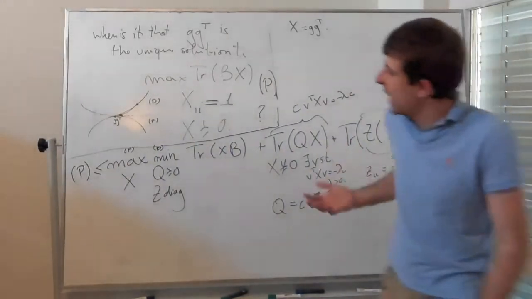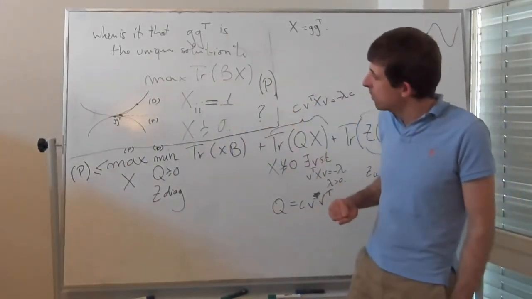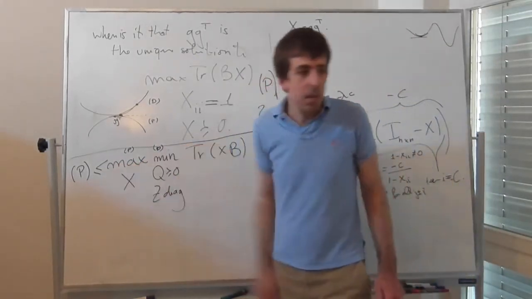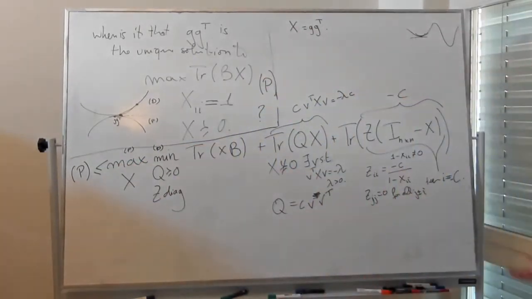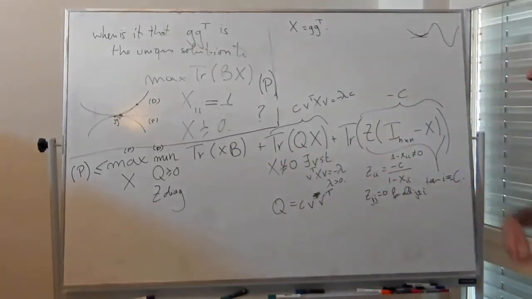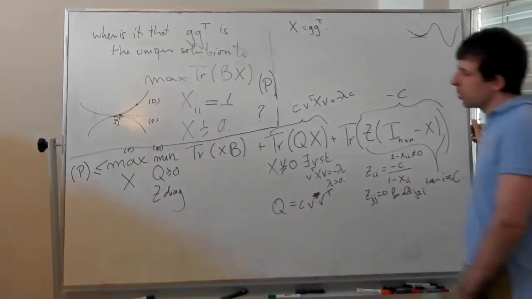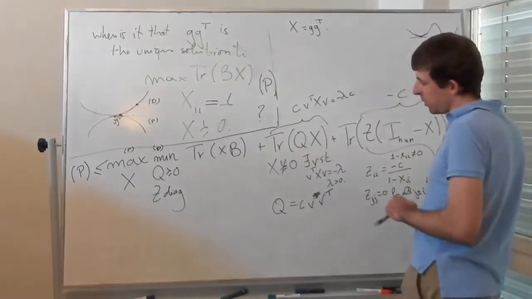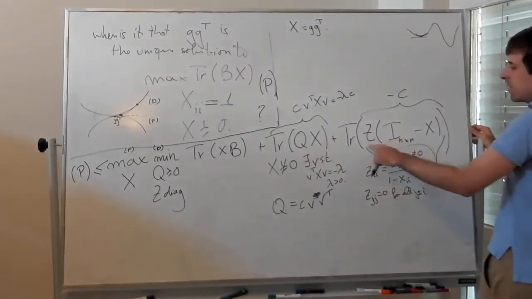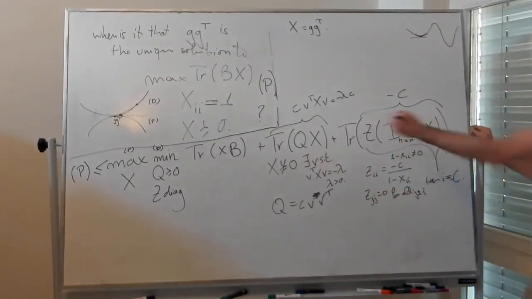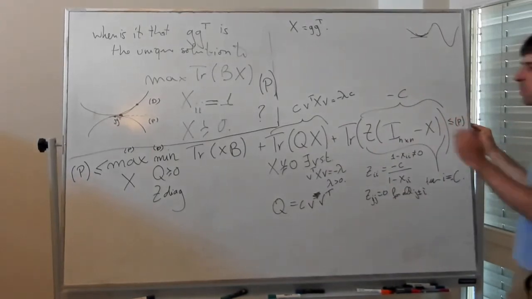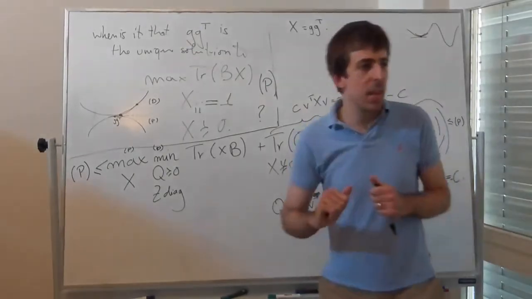Because if X plays the optimal solution of this, then they can get at least p. But I argue that the dual player can make them get exactly p. All the dual player needs to do is play Q equals 0 and Z equals 0, and these terms are exactly 0, so this is smaller or equal than p. So this means that this is exactly the same as the primal.